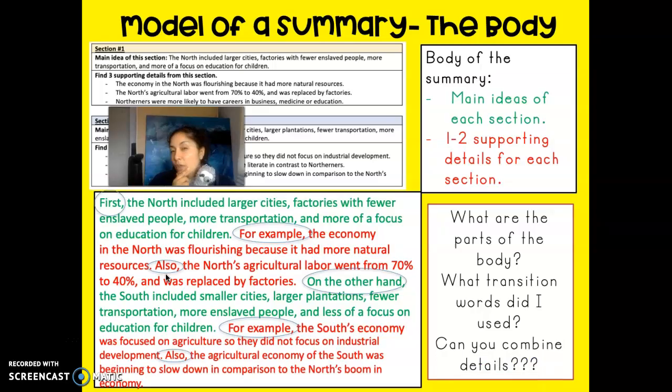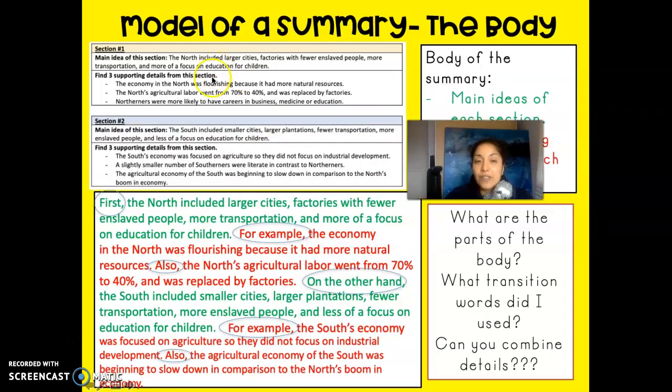Here's a really thought-provoking question. Could I combine details? Let's say I have 3 really good supporting details and I'm having trouble narrowing it down to 2. Could I combine supporting details? What do you think? If you said yes, then you are correct. If you have two supporting details that you think you could put together into one sentence without it being a run-on sentence, a sentence that's way too long, then yeah, you can do that.